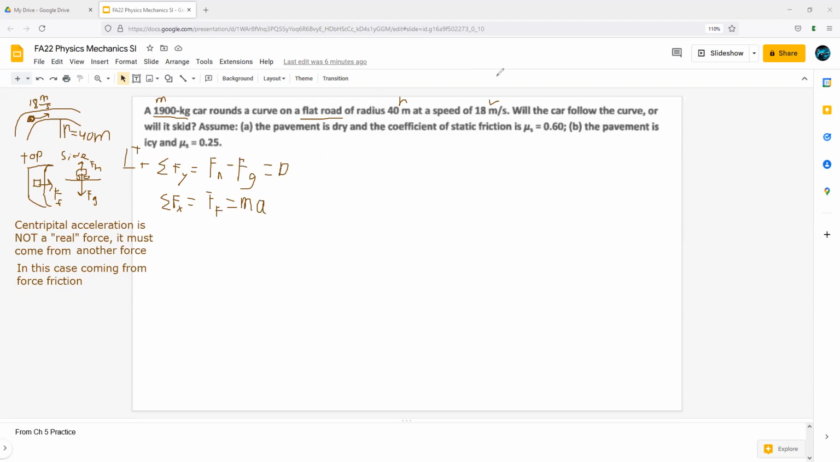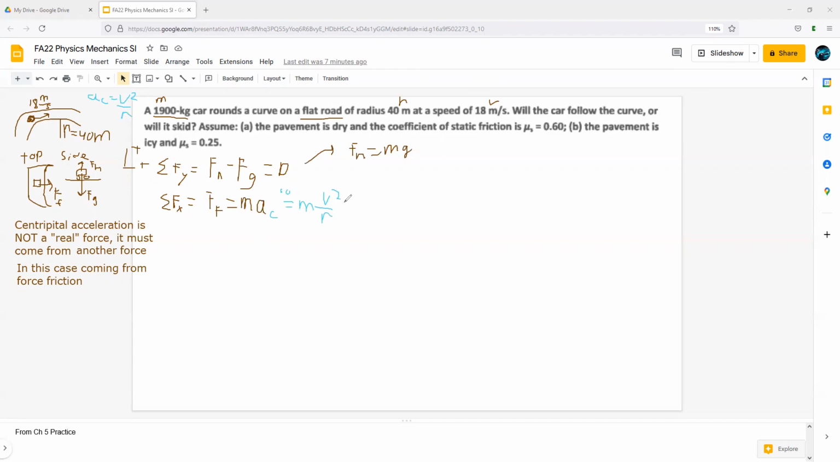Note that this is ma_c because you're going into the circle, into the center. So it's centripetal acceleration. That means it's equal to m v squared over r, because a_c is equal to v squared over r. So then this equation here becomes force normal equals mg, because F_g is going to come to the other side and become mg.